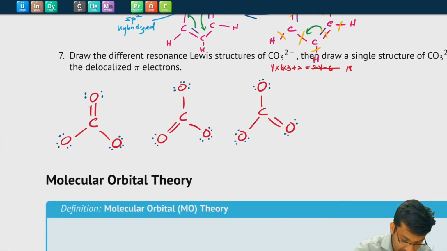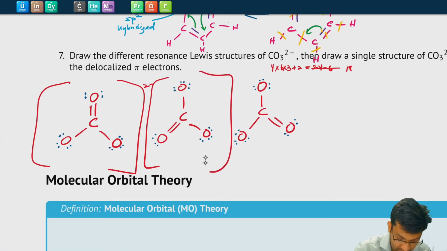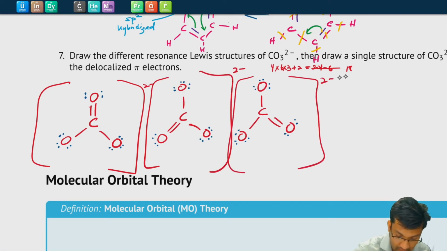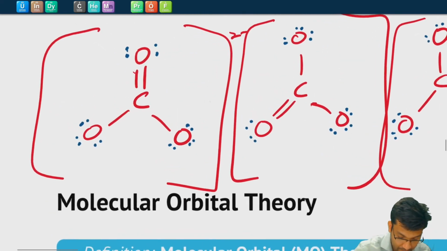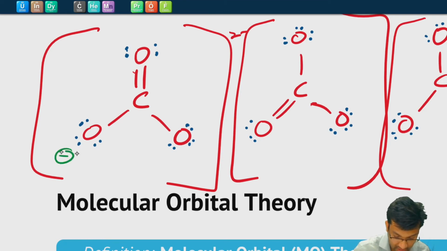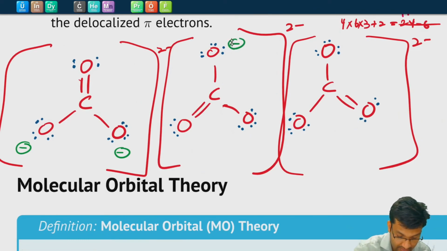In all of these cases, the overall charge is 2-, so I like to put them in square brackets and put the charge up there so we know what we're dealing with. And we can look at formal charges if you want, by just counting the valence electrons, and we'll see for these oxygens with single bonds, it has a -1 formal charge. And that's it.